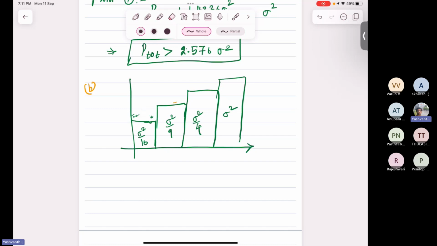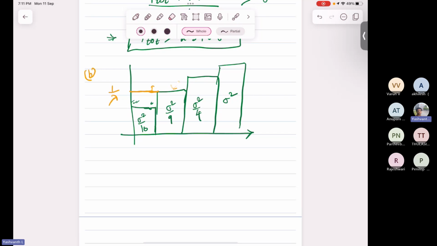So if you compute again, what I'm trying to say is this should be your 1 by lambda, because that is the total water level. The top water level should be at most this. It cannot go beyond this. If it goes beyond this, then the sigma square by 9 bar will also start to get some non-zero power. So your 1 by lambda cannot go beyond sigma square by 9. Correct? So that is the first condition: 1 by lambda is less than sigma square by 9.